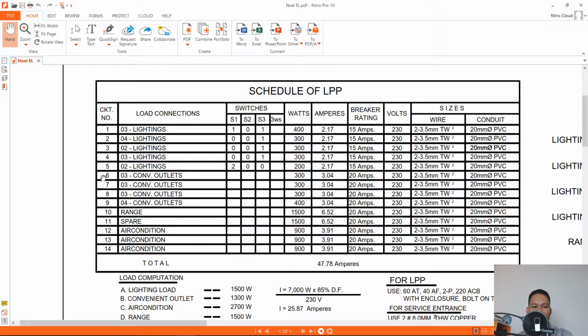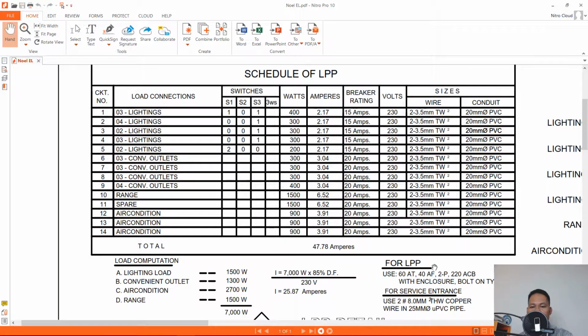All right, and now let's continue with the power layout. We have circuit six. As you can see, three outlets, and then circuit seven, three, and circuit eight, we have three also, and circuit nine, four. Then range and 11 spare, and circuit 12 to 14 are air condition. That's all air condition. So these are the switches, the watts, the amperes, the breakers, the poles, the sizes of wire and conduit, as you can see here. Also, the computation, you can see. Right, so we have full of information here.